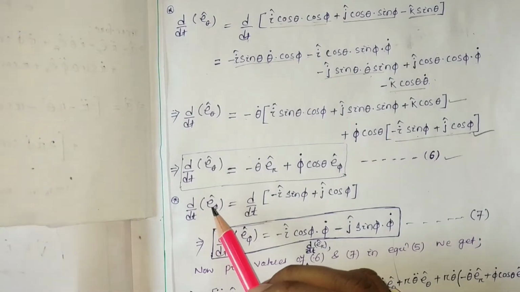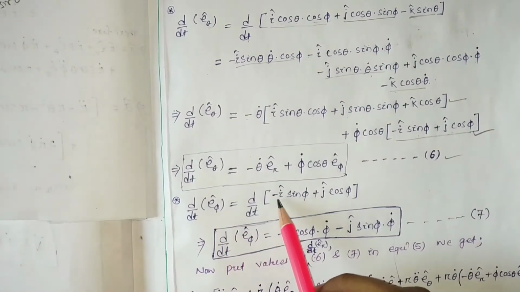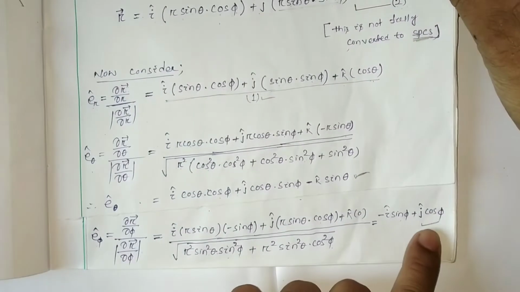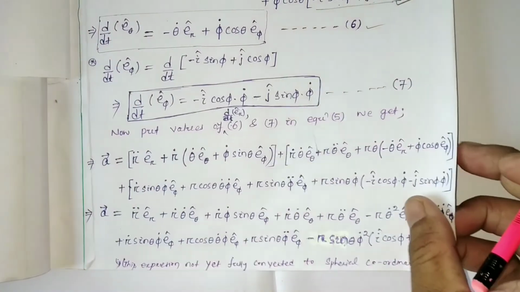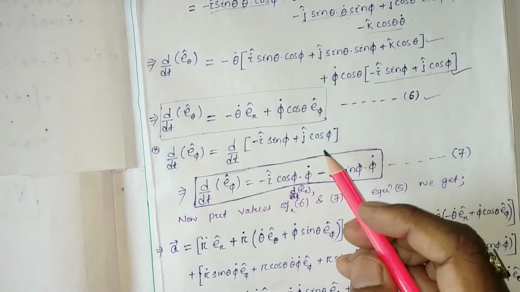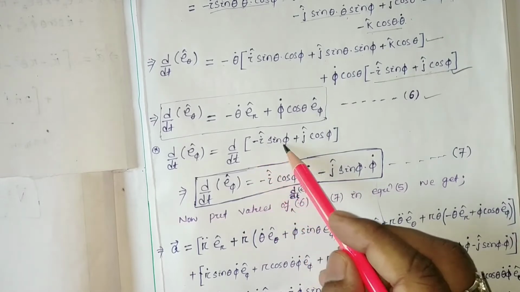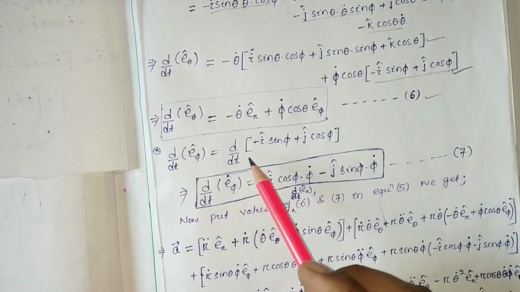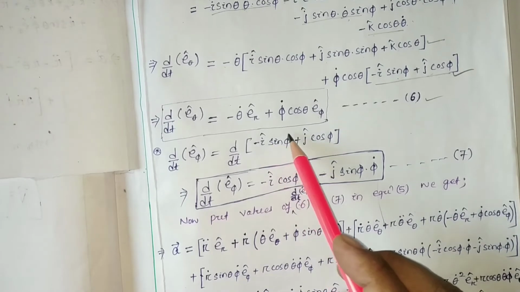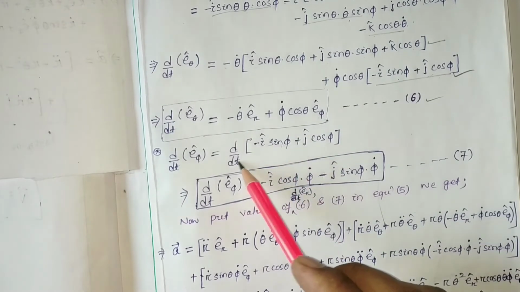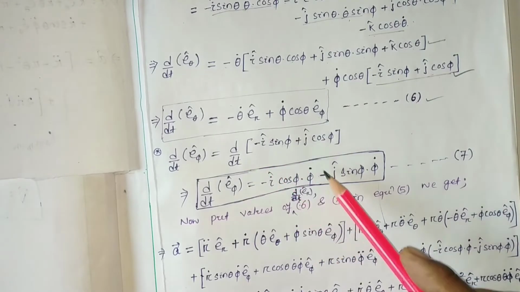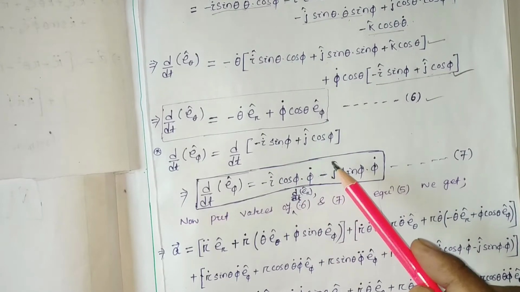So e phi cap, how much we found? This one: minus i cap sin phi plus j cap cos phi. Now we are going to consider d by dt of this term. Derivative of sin phi with respect to t will be cos phi phi dot, plus d by dt of i cap, which I have not written because that will be 0.